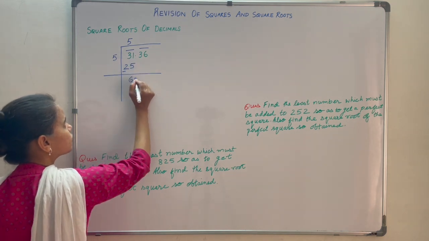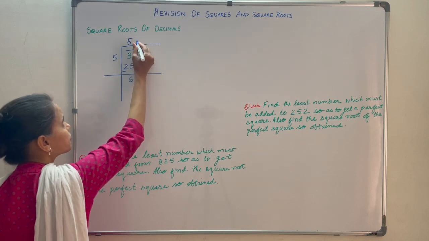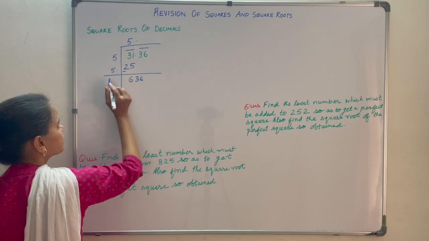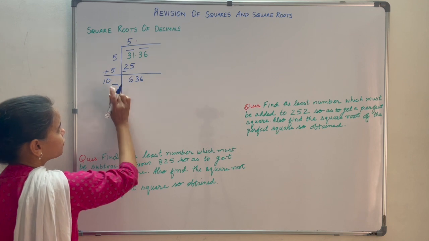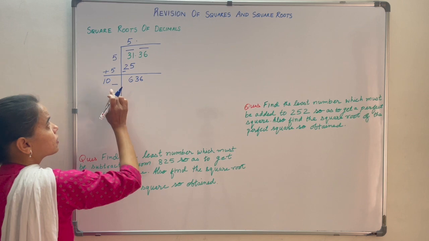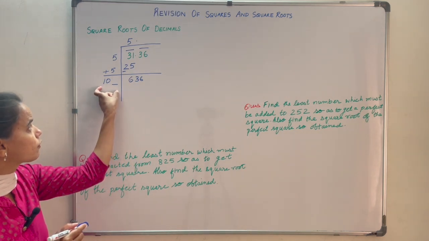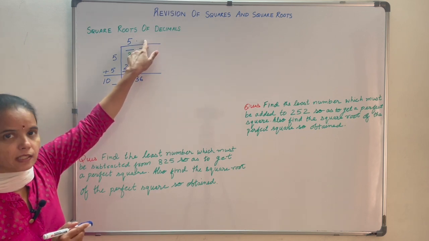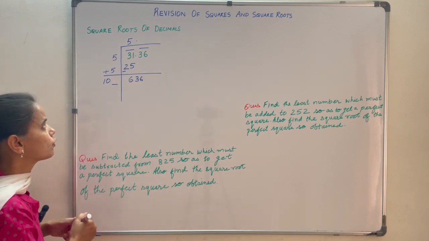You need to bring down 36 because that is the next number under the bar. You need to place the decimal point above the decimal point. Here you have to add the number in the units place, that is 5 here. So 5 plus 5 is 10. You need to fill in one number here and the same number you have to write here in the quotient. That number which you are writing here should be the largest number so that the product of this new number so obtained and the quotient should be less than or equal to 636.